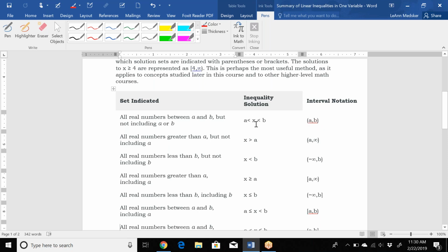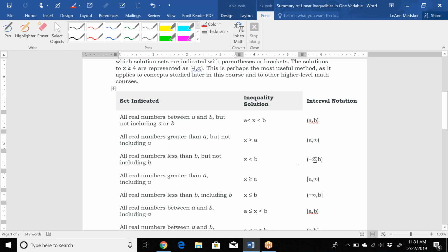Notice when x is between two endpoints, we don't have an infinity at all because we are shading in between a and b. A is the smaller one since this says a is less than x and x is less than b. So all of my solution set fits between a and b without including the endpoints because there is no equal to. X is greater than a would be a with a parenthesis since there's no equal to, and we're shading to the right. X is less than b means that we have b not on the left side, but on the right side. This is saying we're shading everything from negative infinity up to b.